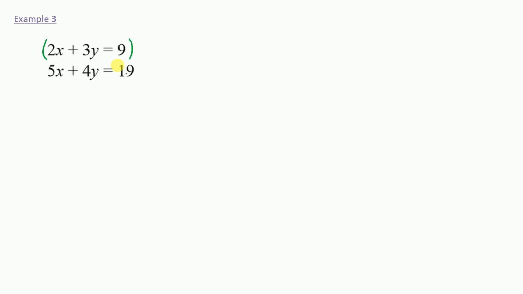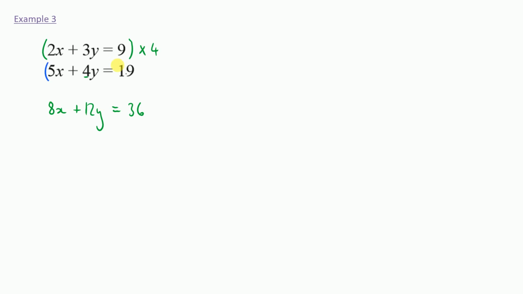Now if I want to make the same number of y's in both equations, I'm going to need to multiply all of this equation by 4. And that's because I've got 4 y's in my second equation. And if I do that, I end up with 4 times 2, which is 8x, 4 times 3, which is 12y, and 4 times 9, which is 36.